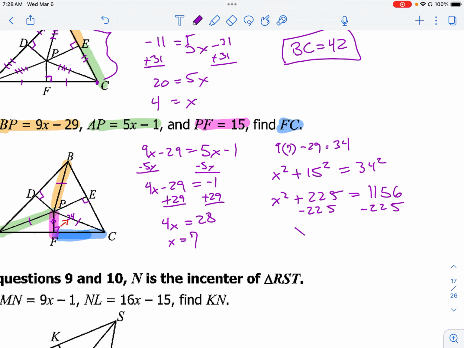So let's get the x by itself. So x squared equals 931. Take the square root of both sides, and we get x equals 30.5. And we are done.